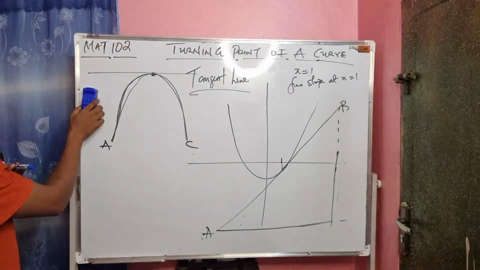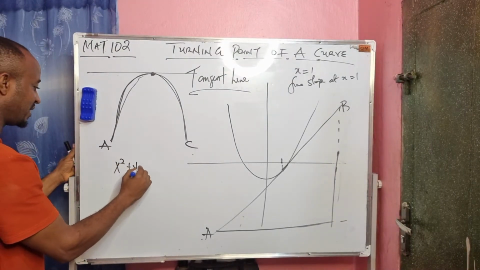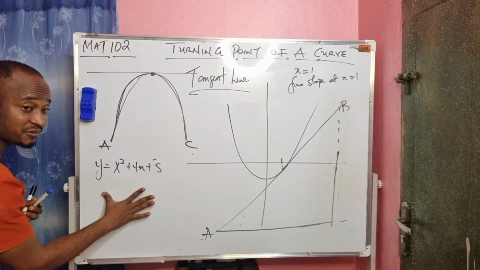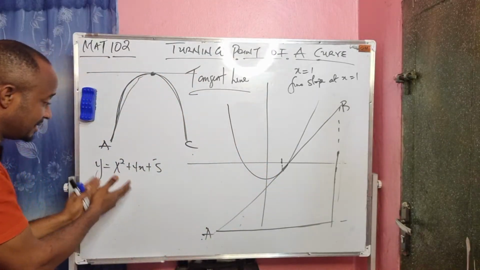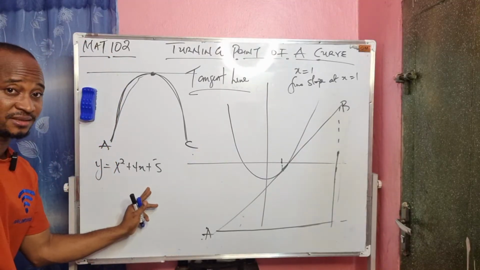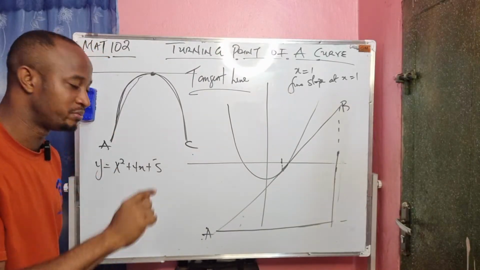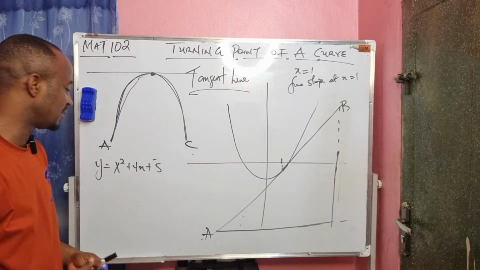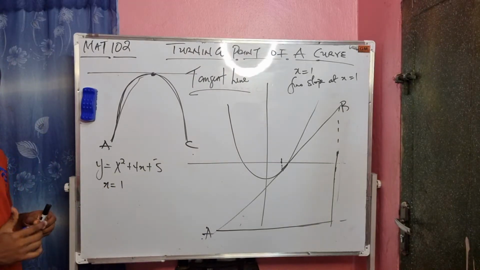Let me give an instance. Let's say I have a function like this: y equals x squared plus 4x plus 5. And after plotting my graph of this function, let's say I obtain a graph like this. This is the kind of graph you will obtain when you plot a graph of y against x. Then the examiner will ask you to find the slope of this function at a particular point. They will always give you a point. They will tell you at x equals what? 1, for instance. So what do you do?